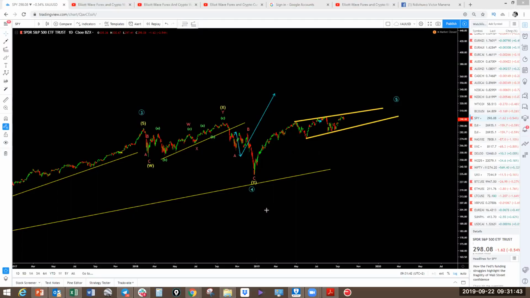Now, we've got the first move here, and you're looking for this one to be a diagonal. This is 1, this is 2. Now, this could be your 3. So remember, 3 should be a 3-wave move. Could be getting a 4, a 5, and from there, you should get a big pullback. So that is the structure that you're looking for.